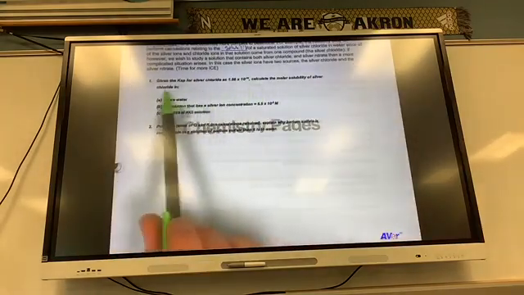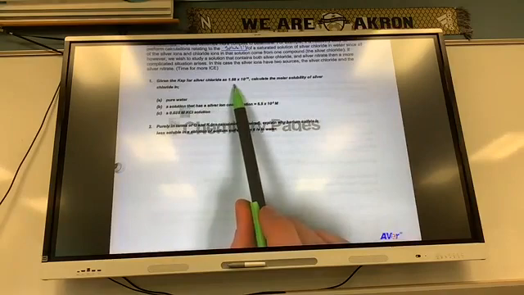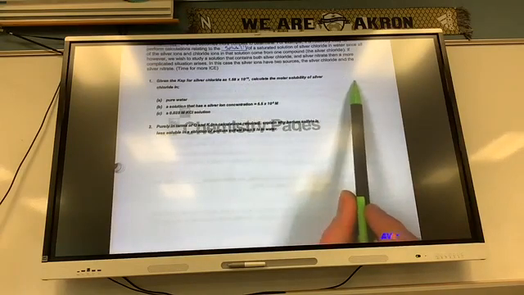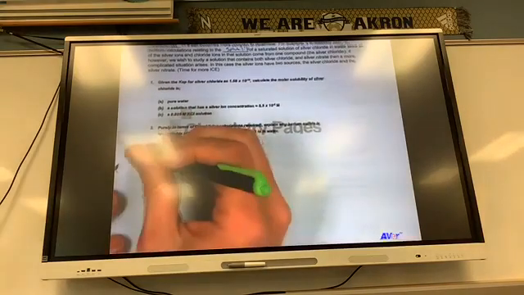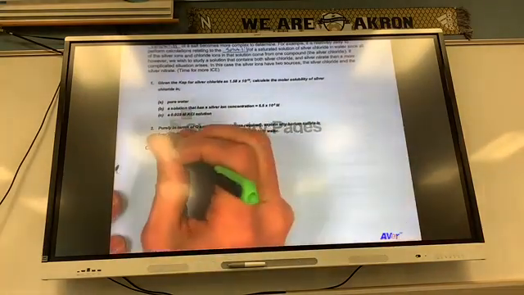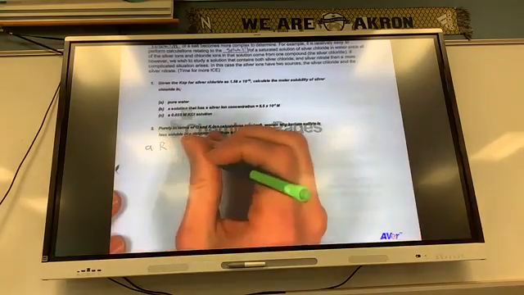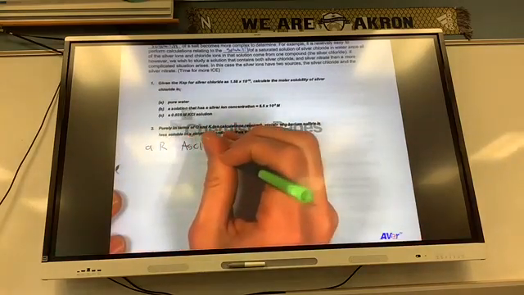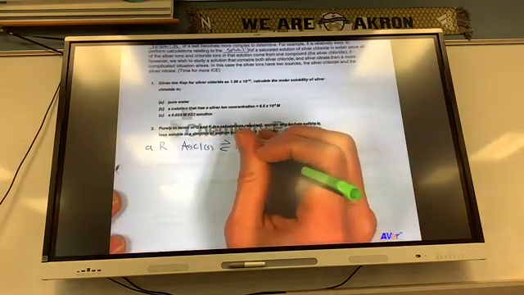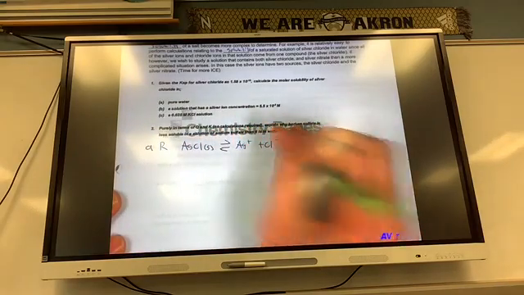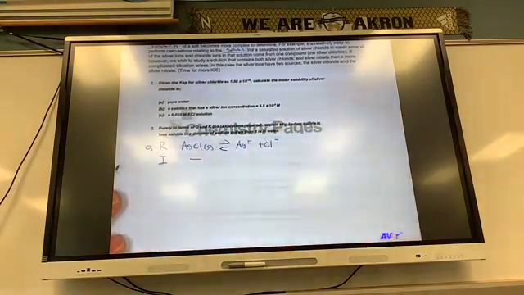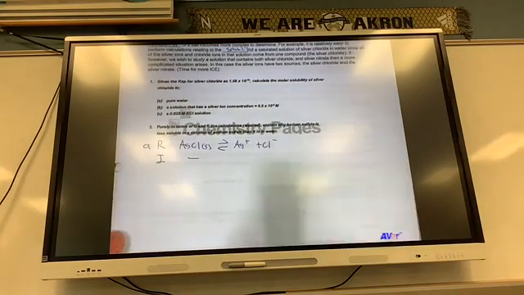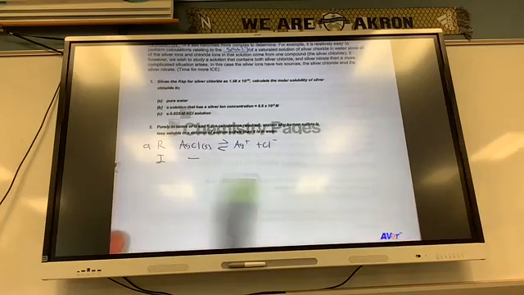So here we go. We're going to do a couple examples of this. Number one, given the KSP for silver chloride is 1.58 times 10 to the negative 10th, calculate the molar solubility of silver chloride in A, pure water. So let's do A first. My reaction is going to be the same for all of these. AgCl, which is a solid, is in equilibrium with Ag plus Cl minus. So AgCl is not part of this, right? It's a solid, yes?